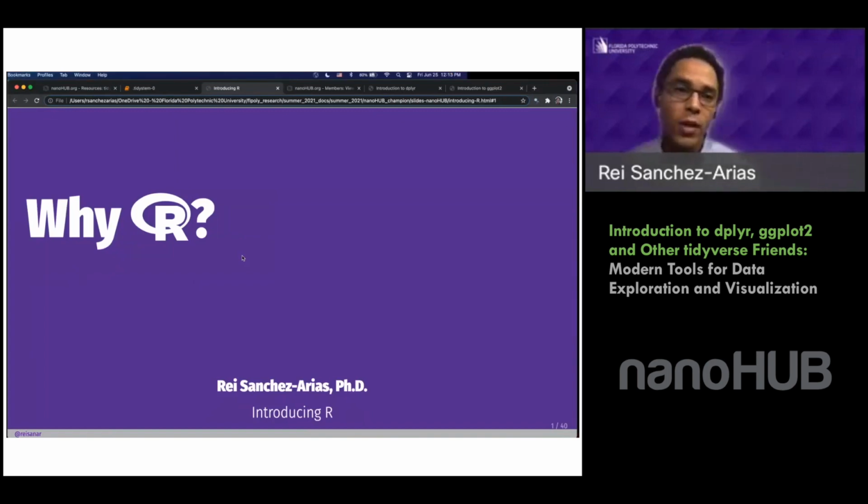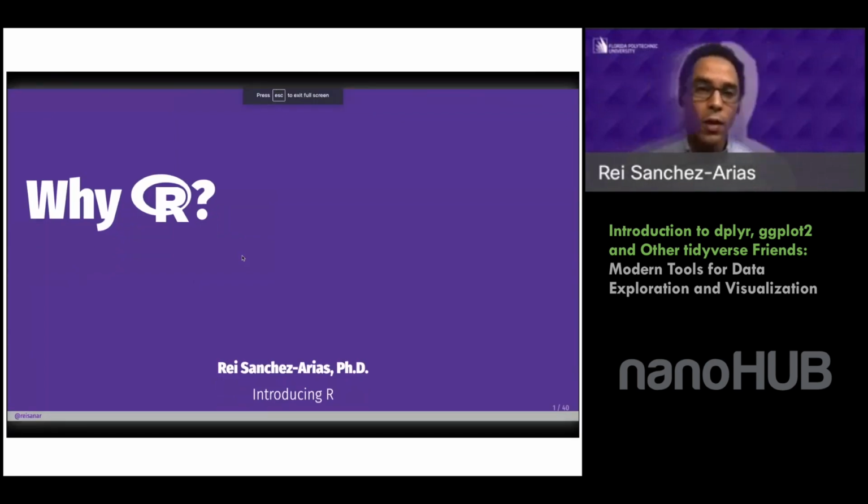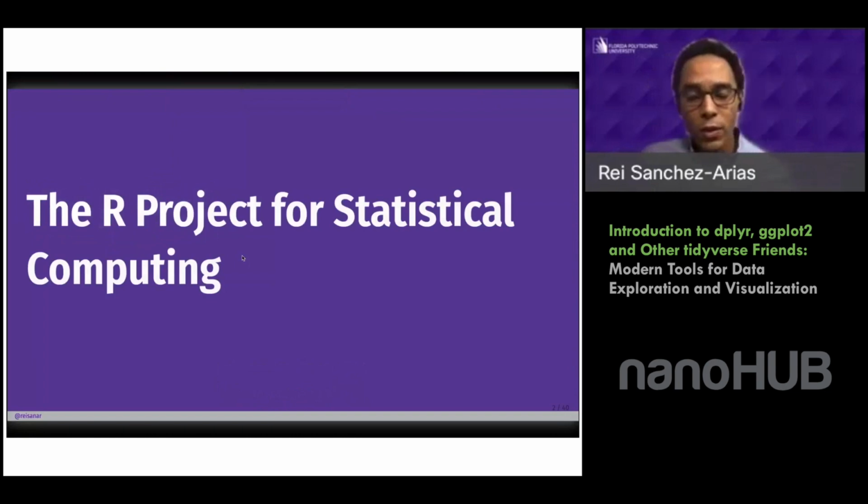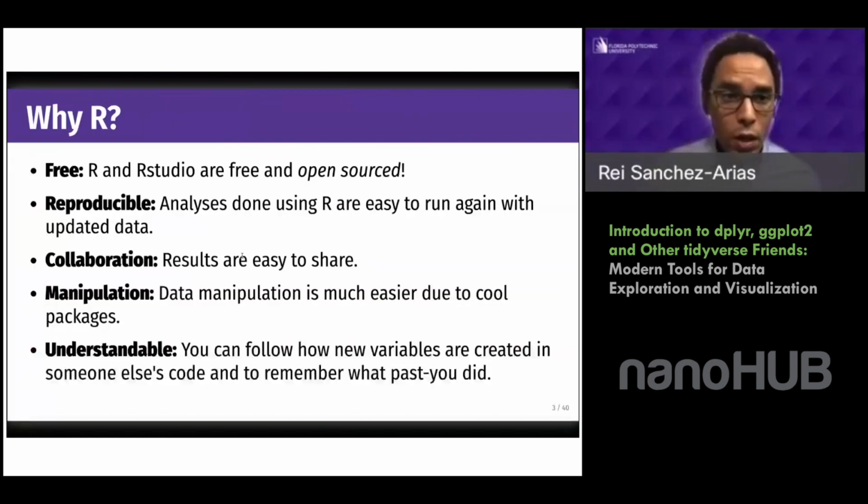So again, I'm going to press F to see full screen. And the R project for statistical computing is what I'm going to be focusing on in the next 10 minutes or so. So why R? Why do I have to convince you to maybe incorporate this in the set of tools that you have? Well, first, it's free. R and RStudio are actually free and open source. It promotes reproducibility. So any analysis done using R is easy to run again with updated data.